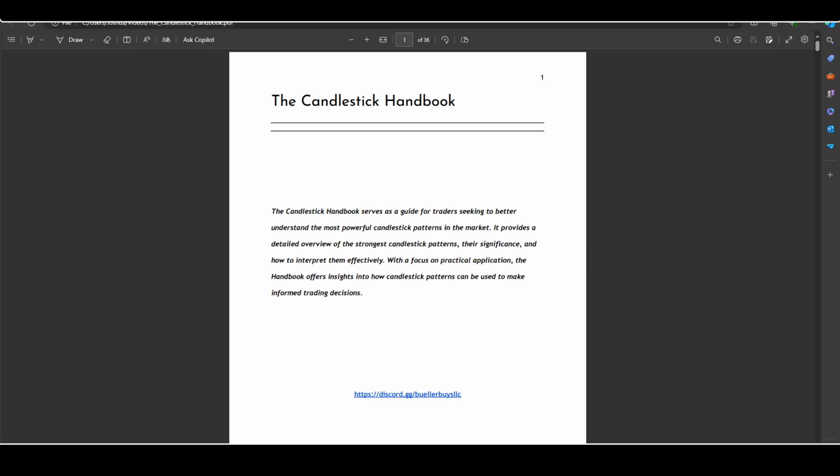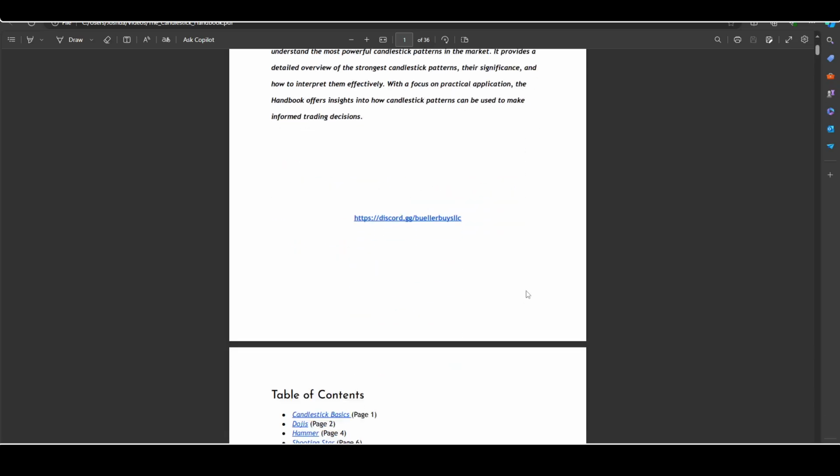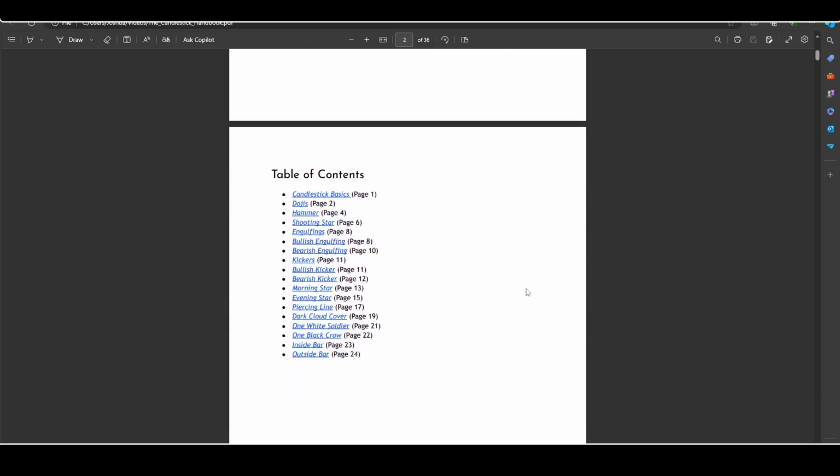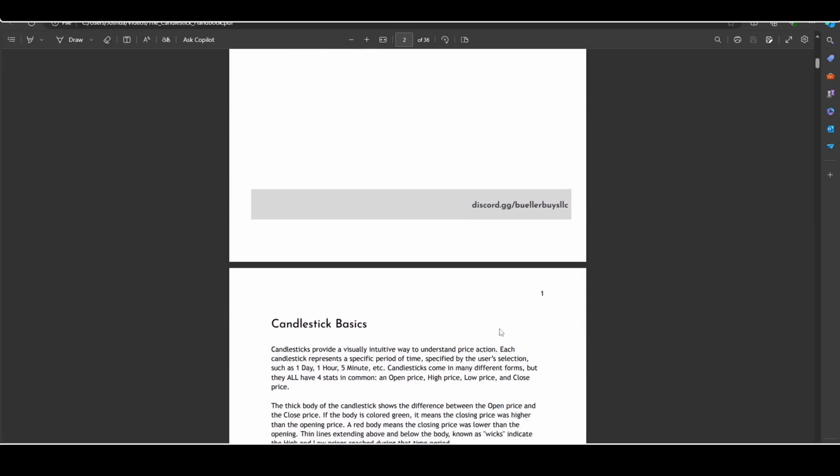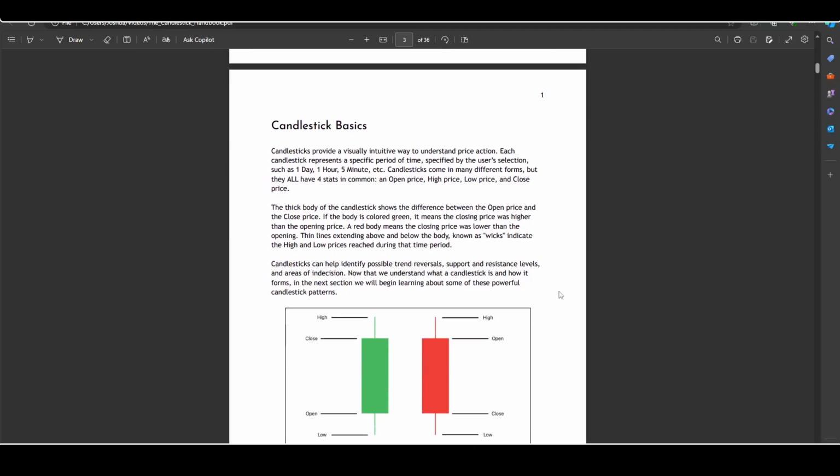You can read this first page on your own. It's basically breaking down some basics of what we're going to be reading. Here's the table of contents. I really like this as well because you can click on these if you're on the link, and go straight to the page you want. I won't click it because I don't want to ruin it. You don't have to scroll through all the pages. So let's start with page 1.